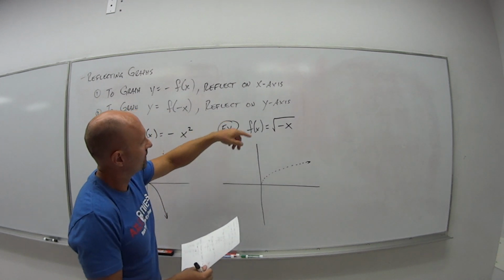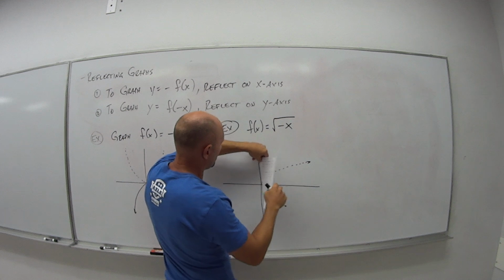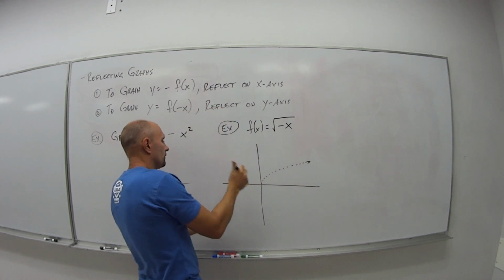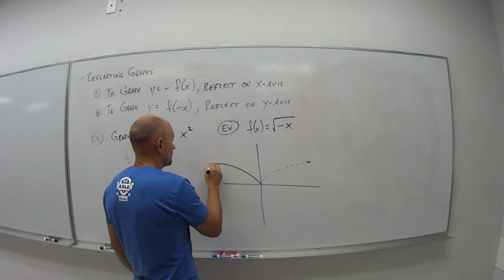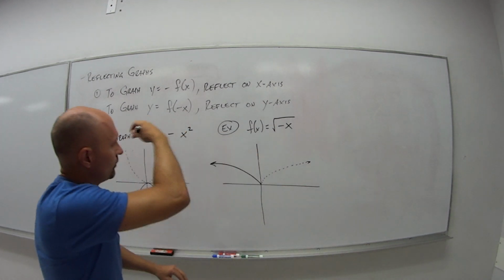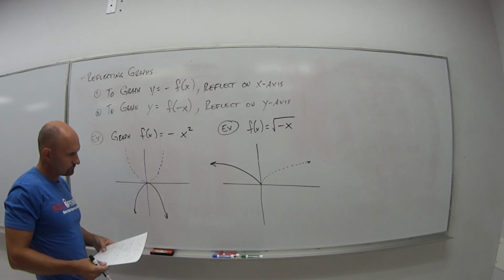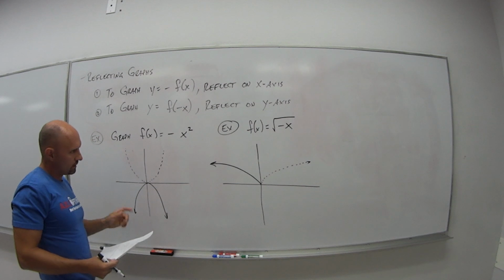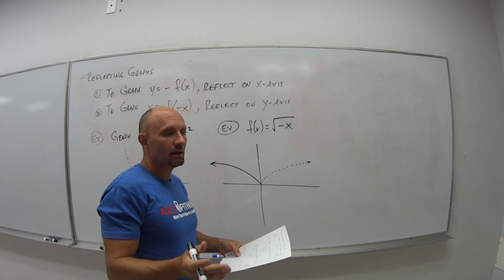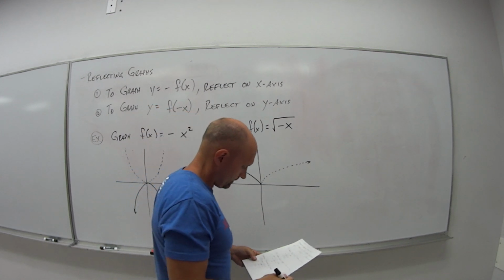But because I'm reflecting on the y, again, think of it like a hinge or a mirror. On the y-axis, it flips to the other side. So take all of this, move it over to this side, so you actually get a graph that looks like fireworks or a rocket going off to the left side. So that's our reflection. Just simply on the x or the y-axis, depending where the negative sign is.